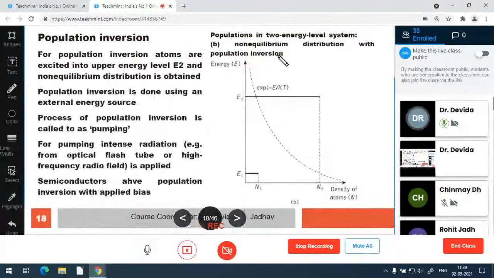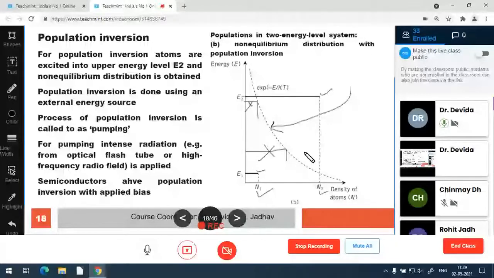Again, the same diagram. The Boltzmann concentration curve is shown, exponential e raised to minus E by kT, and now this curve is not controlling the energy and number of atoms. The higher energy state E2 has a very large number of charged particles or atomic structures, and the lower energy state E1 has fewer. Now the condition is N2 is larger than N1.